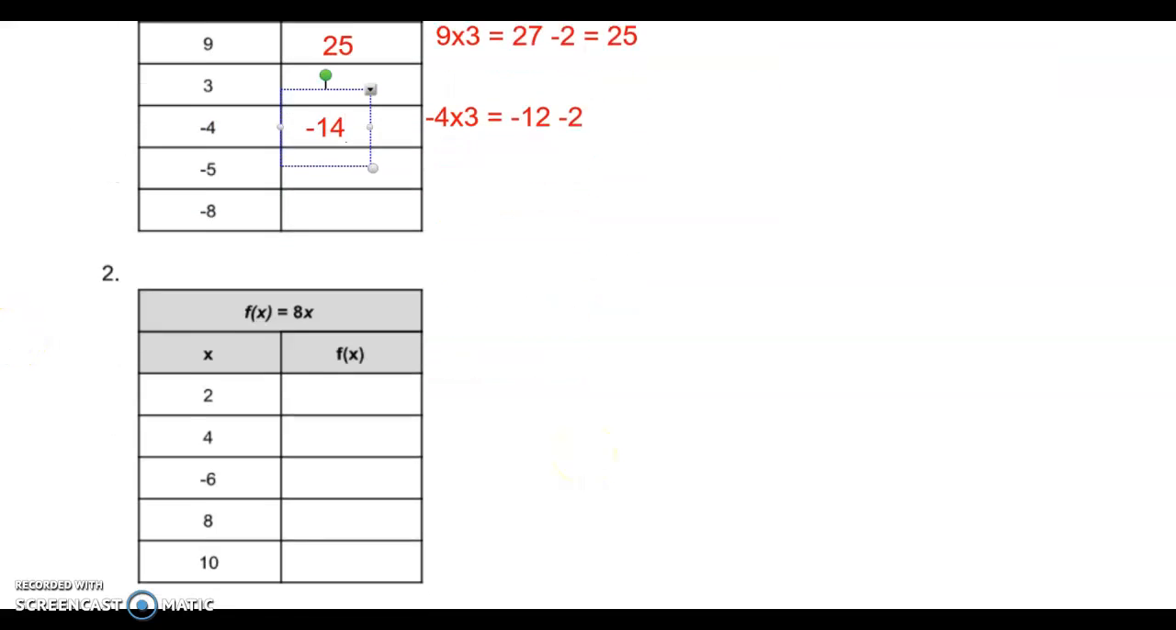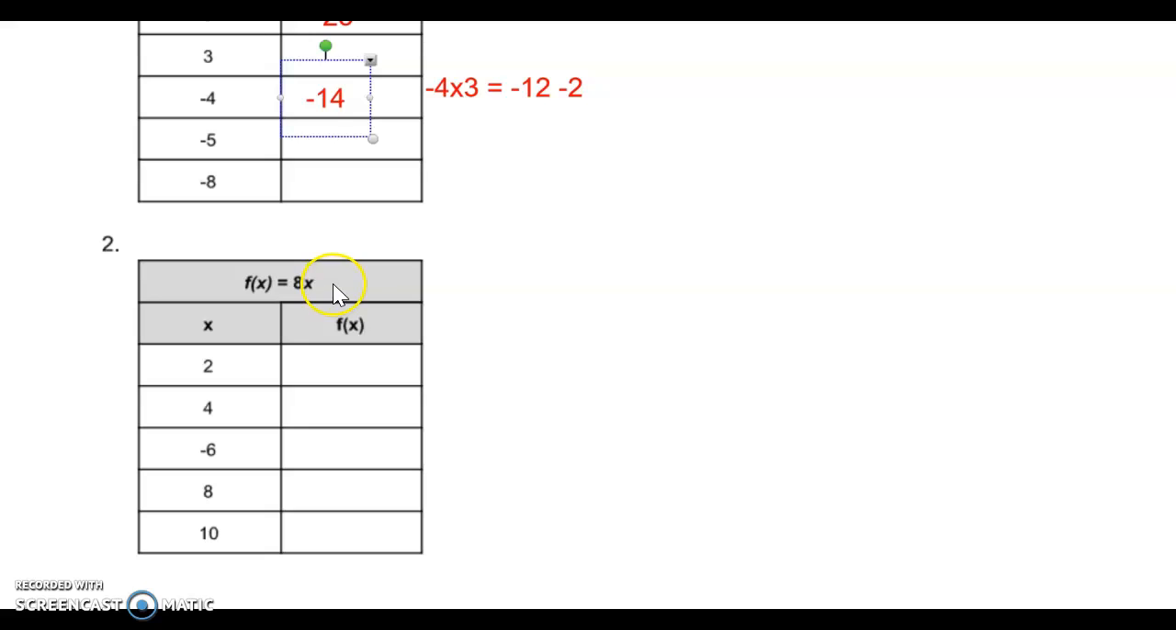Okay, table number 2 is just 8x. 8x means multiply by 8. So for each of these numbers, 2, 4, negative 6, 8, and 10, you're going to multiply each one of those by 8. And don't forget that negative 6 right there.